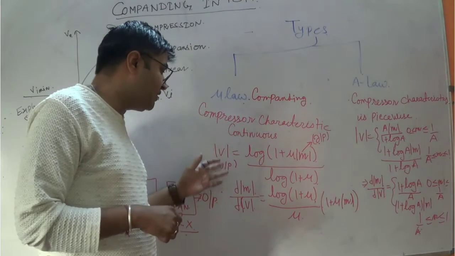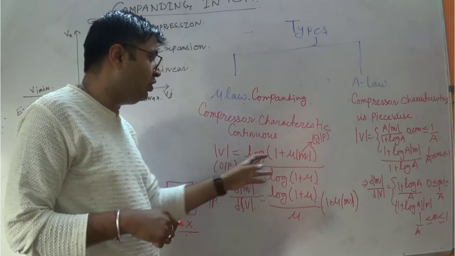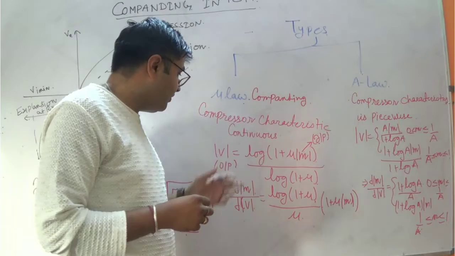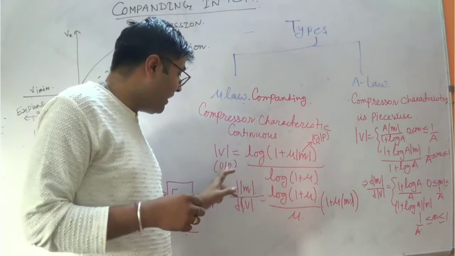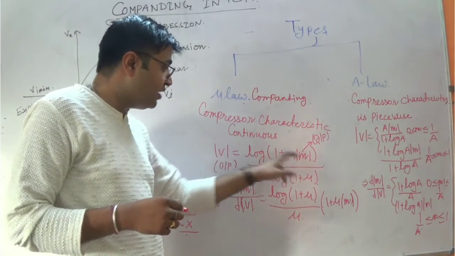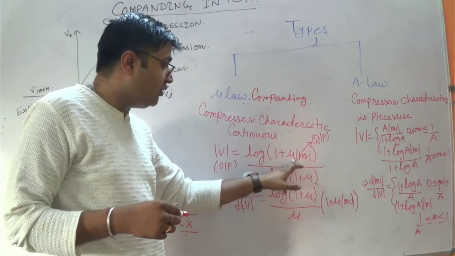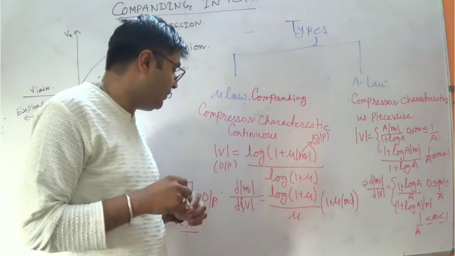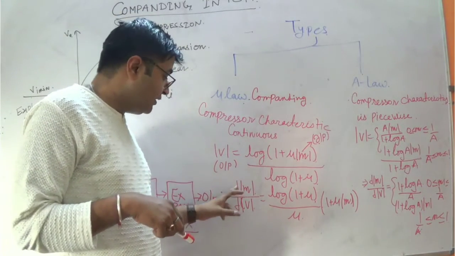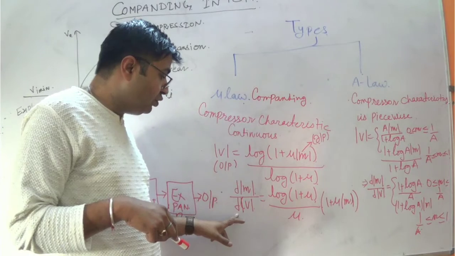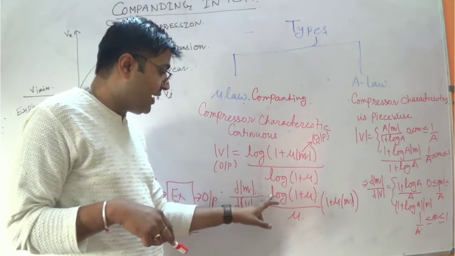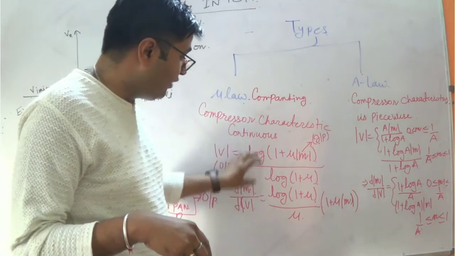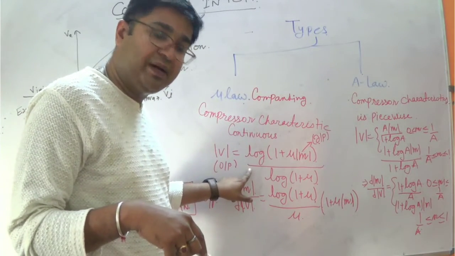Now if you want to calculate this, V output can be understood by log of 1 plus mu m divided by log of 1 plus mu. This is the characteristic where m is the input signal and V is the output signal, and this is how the mu law companding constant will help. Now when we need to calculate the variations, we need to do this in this manner: dm by dv equals log of 1 plus mu upon mu, times 1 plus mu m. It will be calculated by this particular method only.